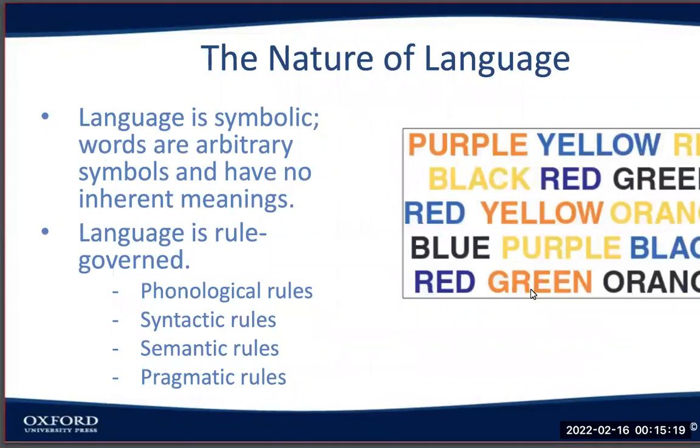The nature of language. Language is symbolic. Words are arbitrary symbols, and they have no inherent meanings. So for example, the word 5 is a kind of code that represents the number of fingers on your hand only because we agree that it does. There is nothing particularly 5-like in the number 5.